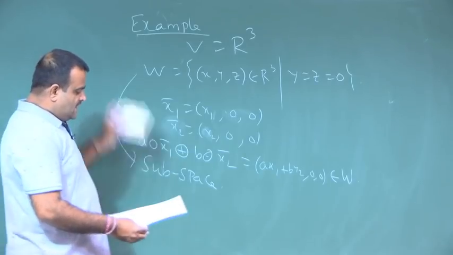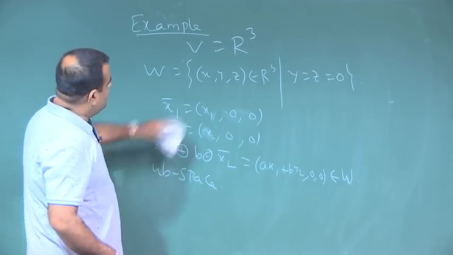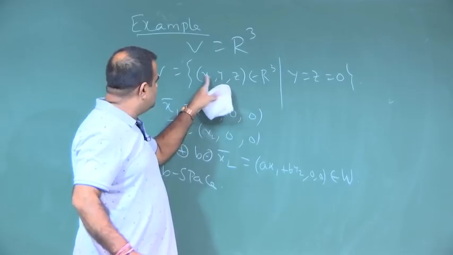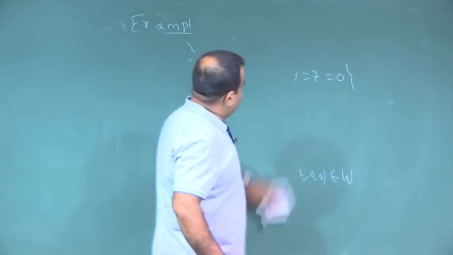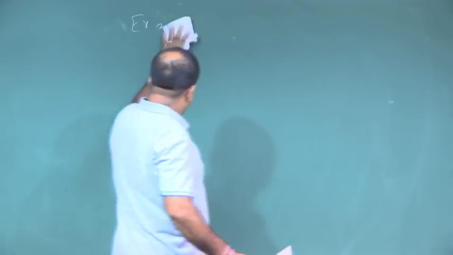Okay. Now we can take another example. We can take this to be 0, this non-zero, this to be 0. Okay. Now we will take an example where this is not a subspace.